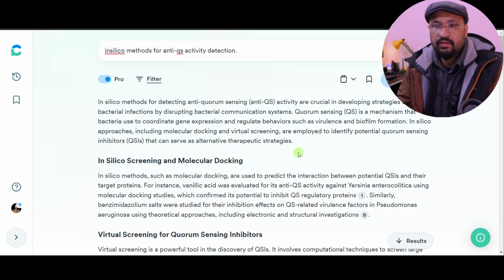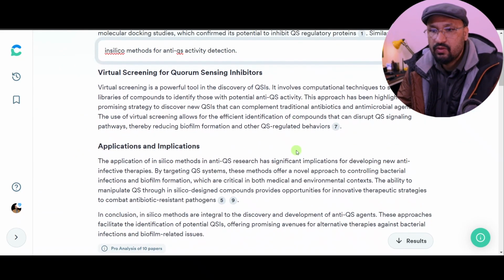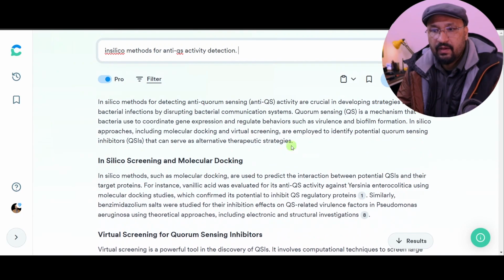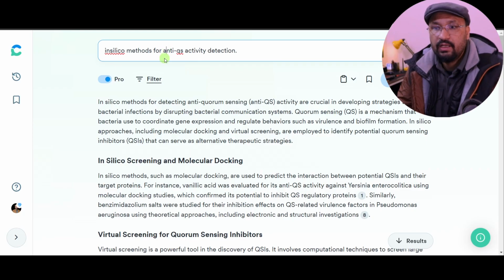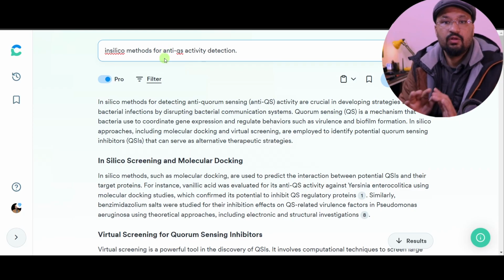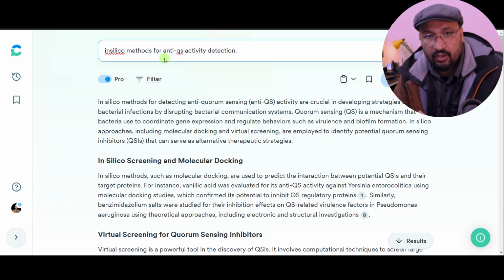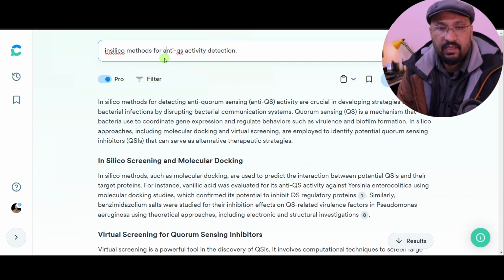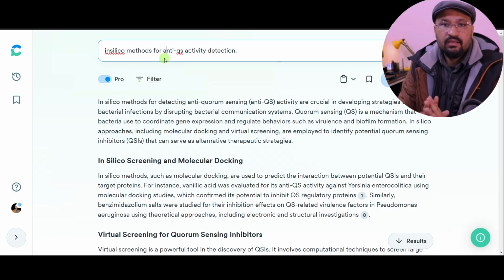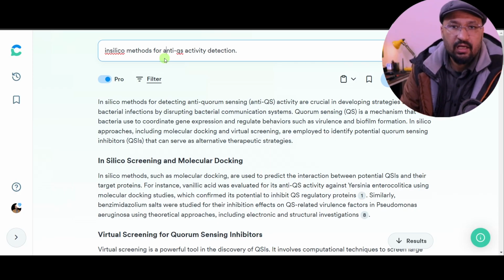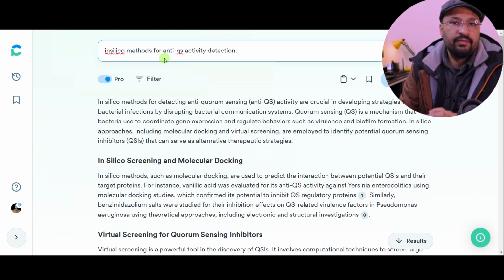Now you can clearly see, you can also identify more methods apart from in vitro, but there is one method that is not mentioned right over here, which is molecular dynamics simulation. So you can also use that after performing the molecular docking analysis. You can understand the stability of that particular complex, which is the inhibitor and the receptor.